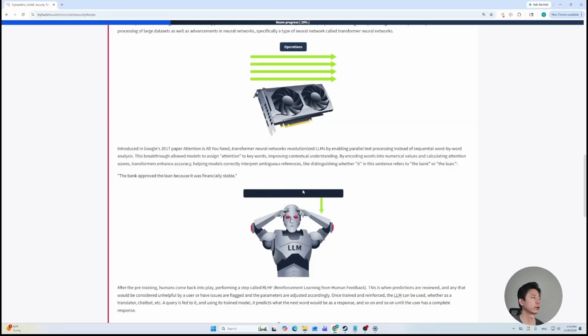Introduced in Google's 2017 paper, Attention Is All You Need, transformer neural networks revolutionized LLMs by enabling parallel text processing instead of sequential word-by-word analysis. This breakthrough allowed the models to assign attention to keywords, improving contextual understanding. By encoding words into numerical values and calculating attention scores, transformers enhance accuracy, helping models correctly interpret ambiguous references, like distinguishing whether "it" in the sentence referred to the bank or the loan. The bank approved the loan because it was financially stable.